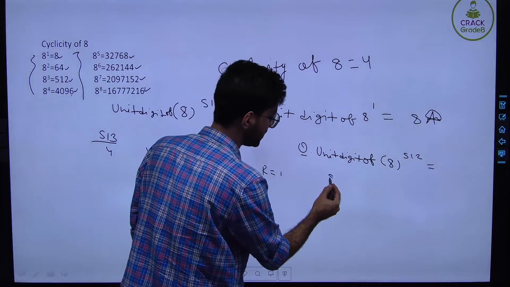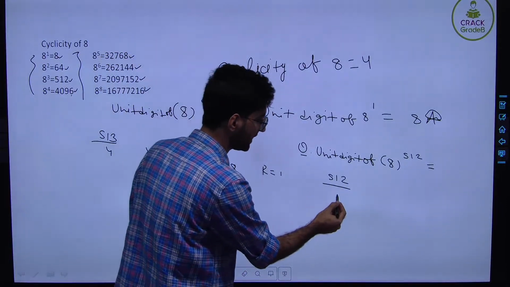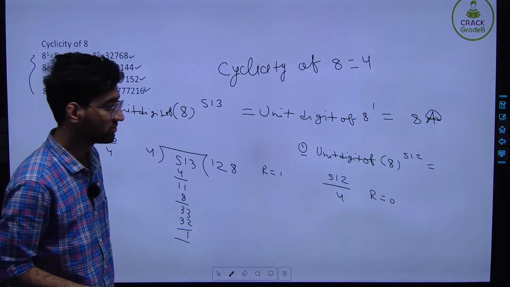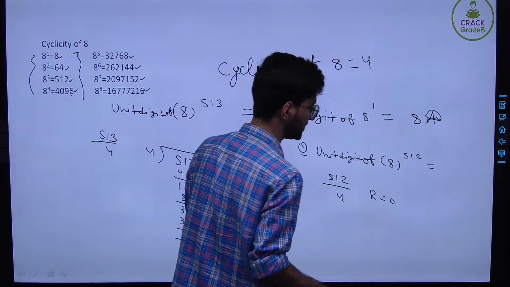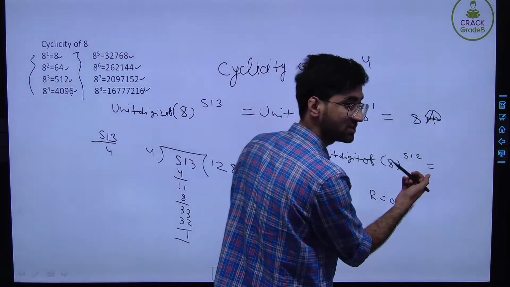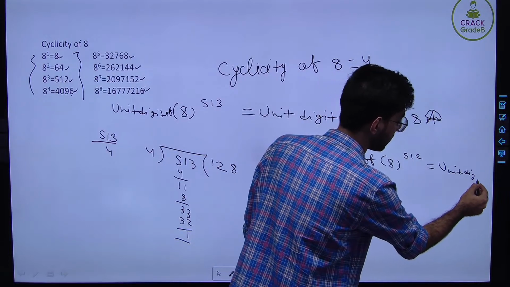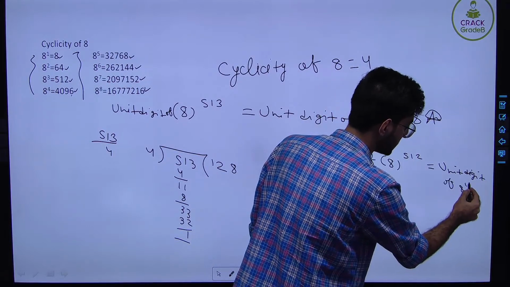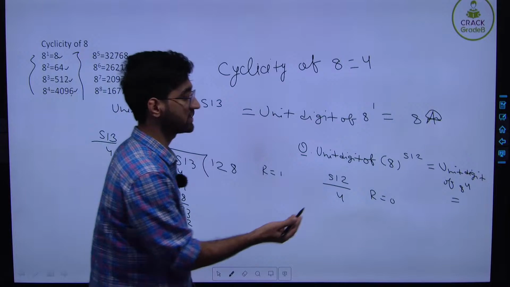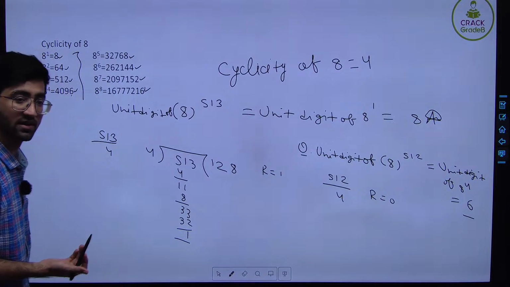See, 512, you have to divide it by the cyclicity of 4. And if you divide it, you will get remainder 0. And if you get remainder 0, means now you have to think what is the cyclicity of 8. The cyclicity of 8 is 4, right? Means this answer will be equal to unit digit of 8 to the power 4. Suppose you are able to recall 8 to the power 4 is 4096, right? So obviously unit digit of 8 to the power 4 will be 6. So 6 will be the correct answer, right?